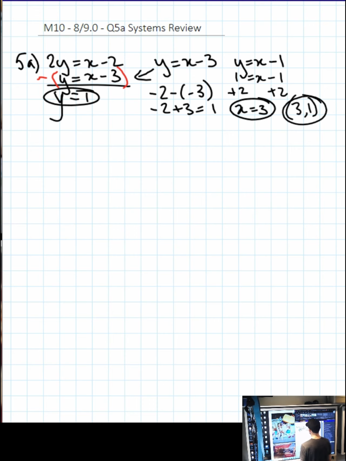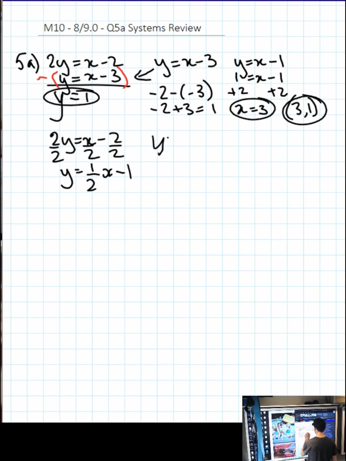So we can check by graphing. So the first equation, we have 2y equals x minus 2. We can divide both sides by 2. y equals, we have a slope of 1/2. Negative 2 divided by 2 is negative 1. And then we have the equation y equals x minus 3. So we can take these equations and we can graph them.